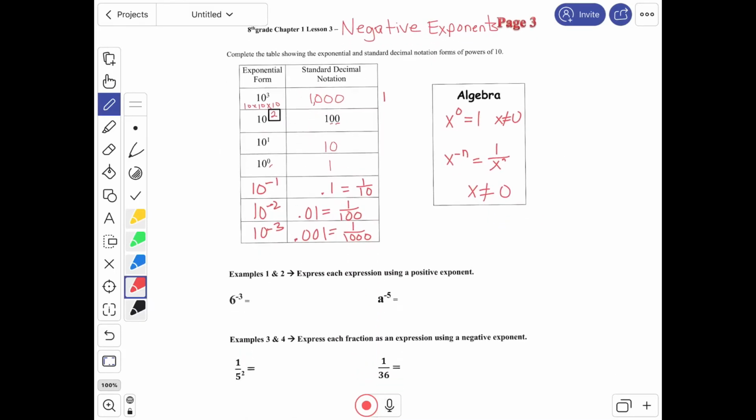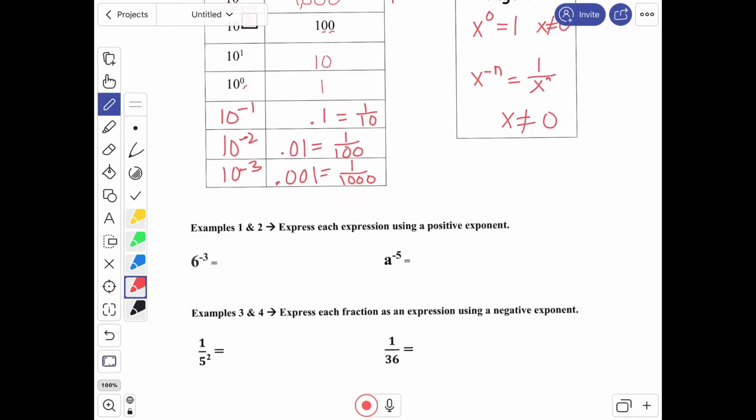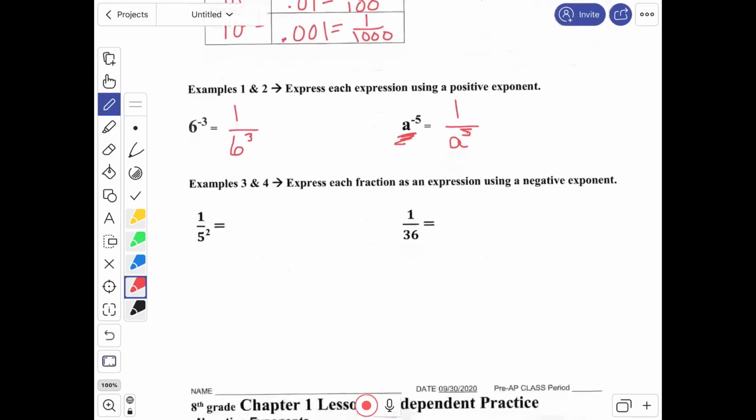Let's try some examples. 6 to the negative 3 just means that 6 goes as the denominator, 3 becomes a positive exponent, and 1 goes on top. Or if we had a letter, the base is a, so the base becomes the denominator, the exponent becomes positive, and a 1 is the numerator. So that's expressing it as a positive exponent. That's how we change a negative exponent to a positive exponent.